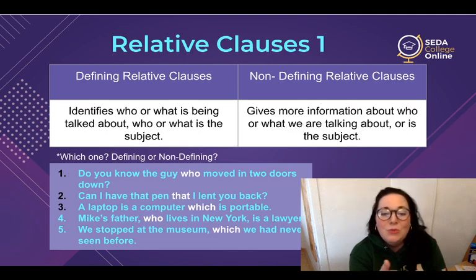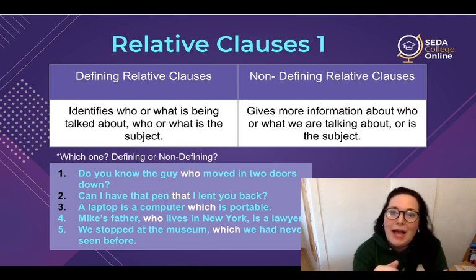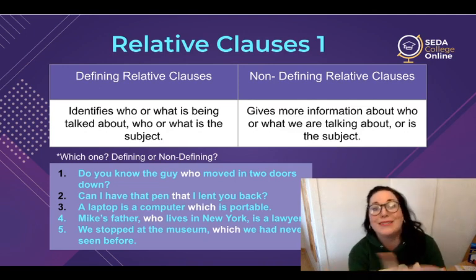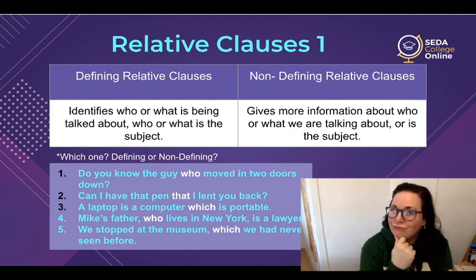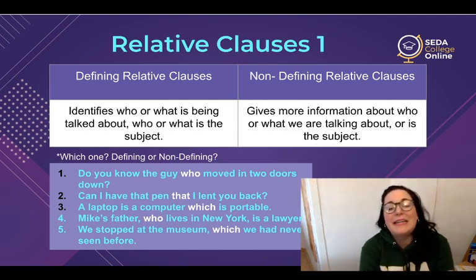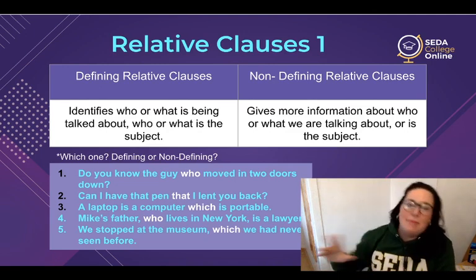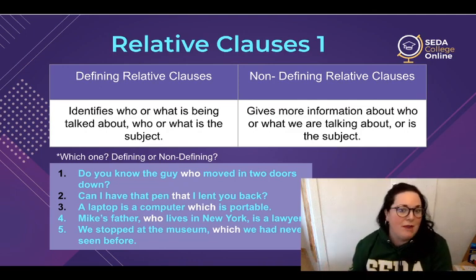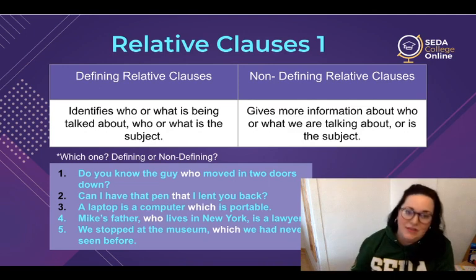Do you know the guy who moved in 2 doors down? The guy who moved in 2 doors down, that clause is telling you who the guy is. It's identifying him, so it's a defining clause, isn't it? Can I have that pen that I lent you back? I'm talking about the pen I lent you. I don't want any pen, so I'm identifying which pen. A laptop is a computer which is portable. So I'm telling you what a laptop is. Therefore, I'm identifying a laptop, defining.